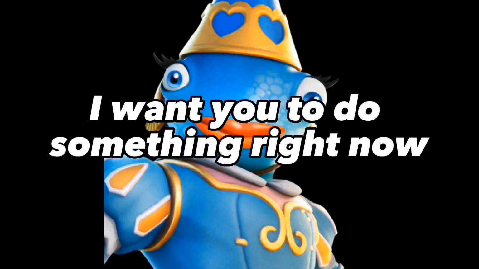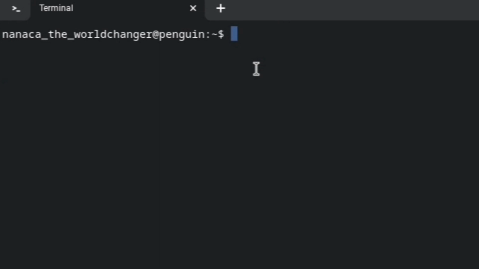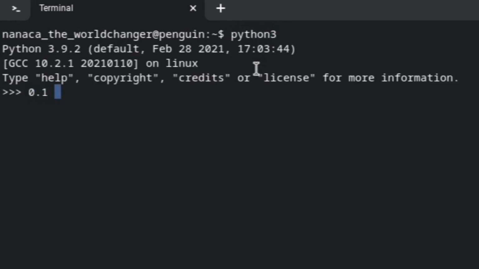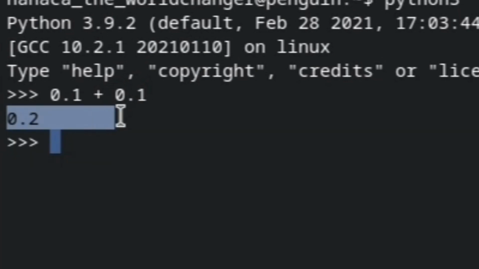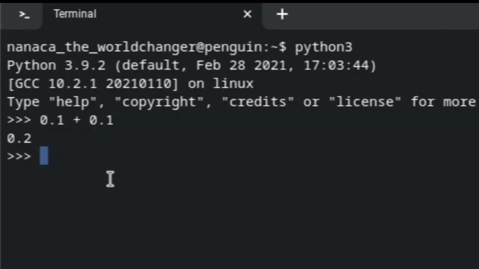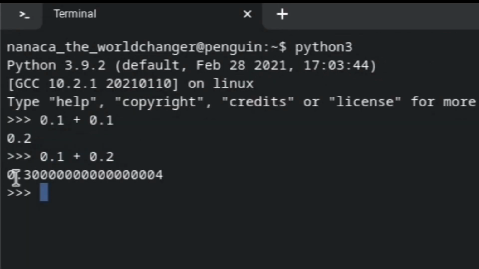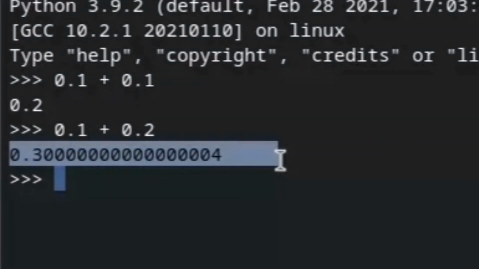I want you to do something right now. On your computer, go on and open your terminal. Go to Python and type in 0.1 plus 0.1. This is 0.2 obviously, right? Next, type in 0.1 plus 0.2. Now you've got an unexpected result there, right?